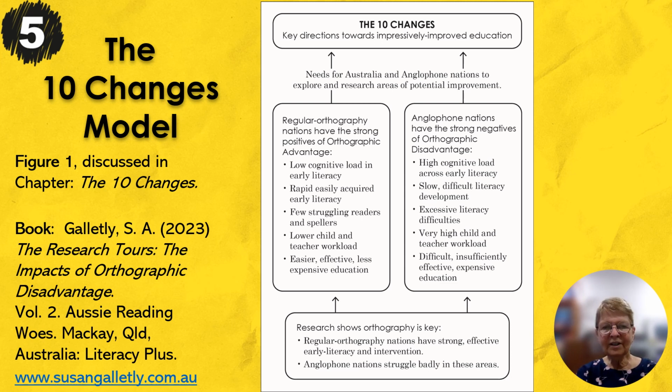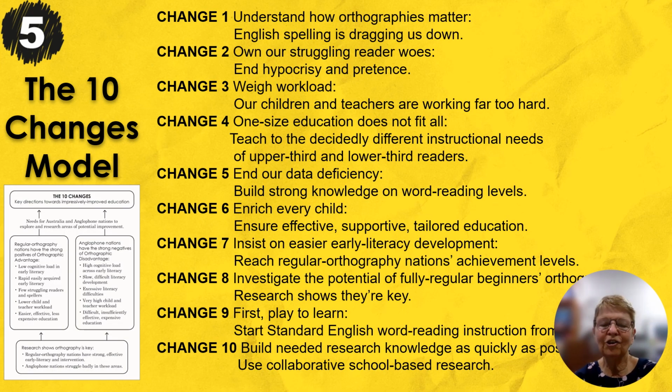And I'm not going to spend a lot of time on them. I'll see if I can go down one slide. No, I'll stop here. And here I'll just read quickly through the 10 changes, but by all means go and read Bunyip's, go and read the research tours, or just go and download the 2-page information summary on key aspects of the Aussie Reading Rose trilogy and the 10 changes at my website susangalletly.com.au.